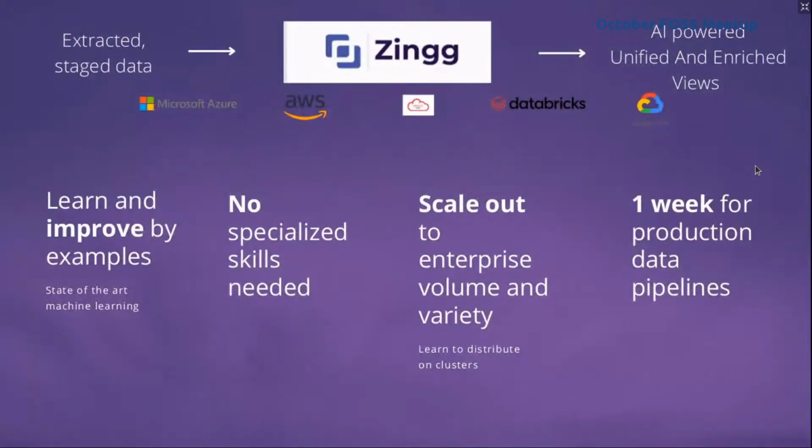Now, in terms of how Zing works at a very high level, you can deploy Zing on all major cloud providers or in-house. You work with extracted and staged data, so the extraction and loading part is done. Zing is a transformation layer, which from the extracted and staged data gives you the unified and enriched views. It's a learning based system, so it learns and improves by examples. You don't need any specialized skills for running Zing, except once it's installed. Zing is built for scaling, to scale out to millions of records easily. Typically what we see is that even with 8 to 10 million records, you can productize Zing within a week.